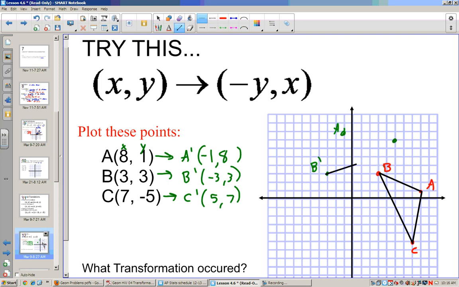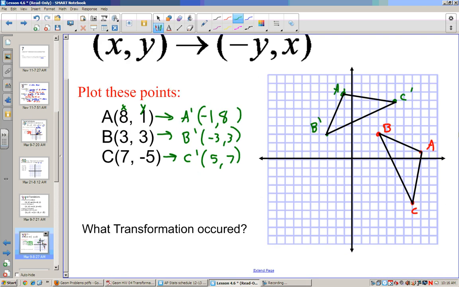Now when I connect these, let's take a look and see how this moved. Well, if we look at the orientation, this goes counterclockwise, and so does my image. So it's either a translation or a rotation. Hopefully you can see I'm not just translating this up. So this will be a rotation around the origin. So we can say this transformation is a rotation.